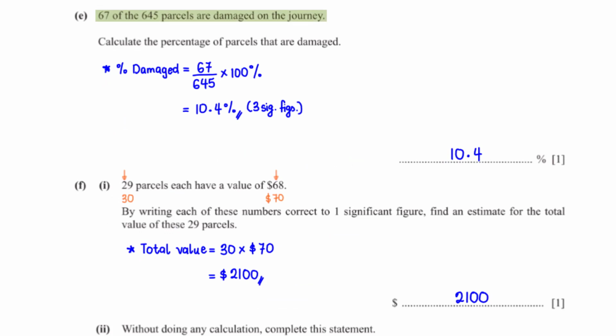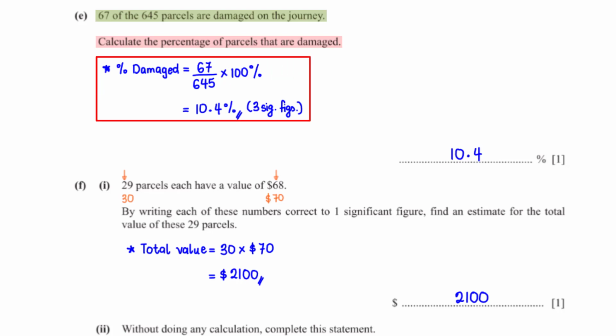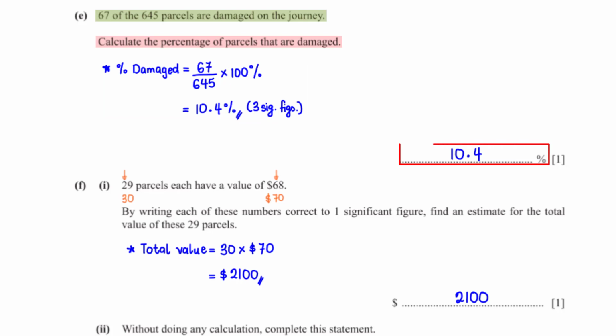67 of the 645 parcels are damaged on the journey. Calculate the percentage of parcels that are damaged. To get this percentage, we divide the number of damaged parcels, which is 67, by the total number of parcels, which is 645, and multiply by 100%. This gives us 10.4%, rounded to 3 significant figures.